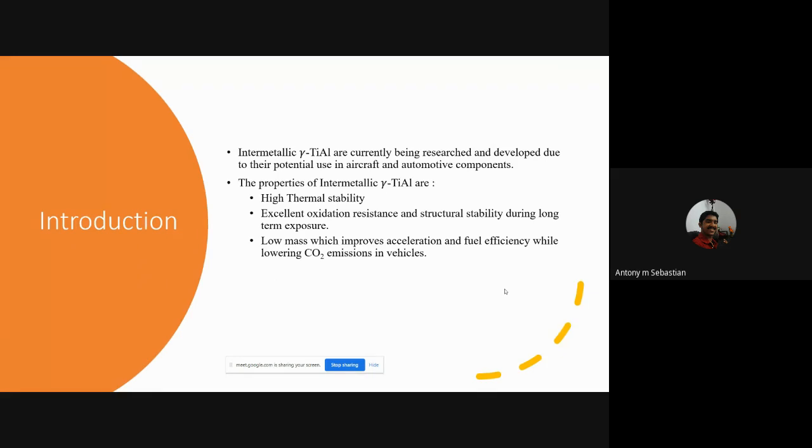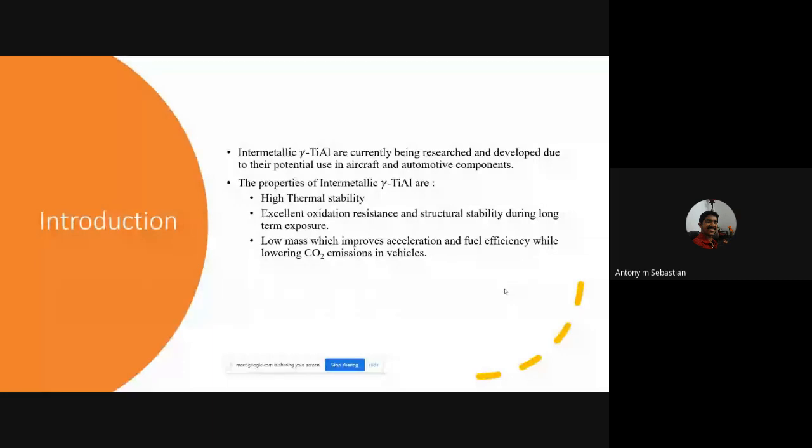The first thing that comes up is why we have used intermetallic gamma TiAl. Why is TiAl intermetallic being used? One of the main reasons is that for aircraft and automotive components, intermetallic gamma TiAl was considered one of the best substitutes.